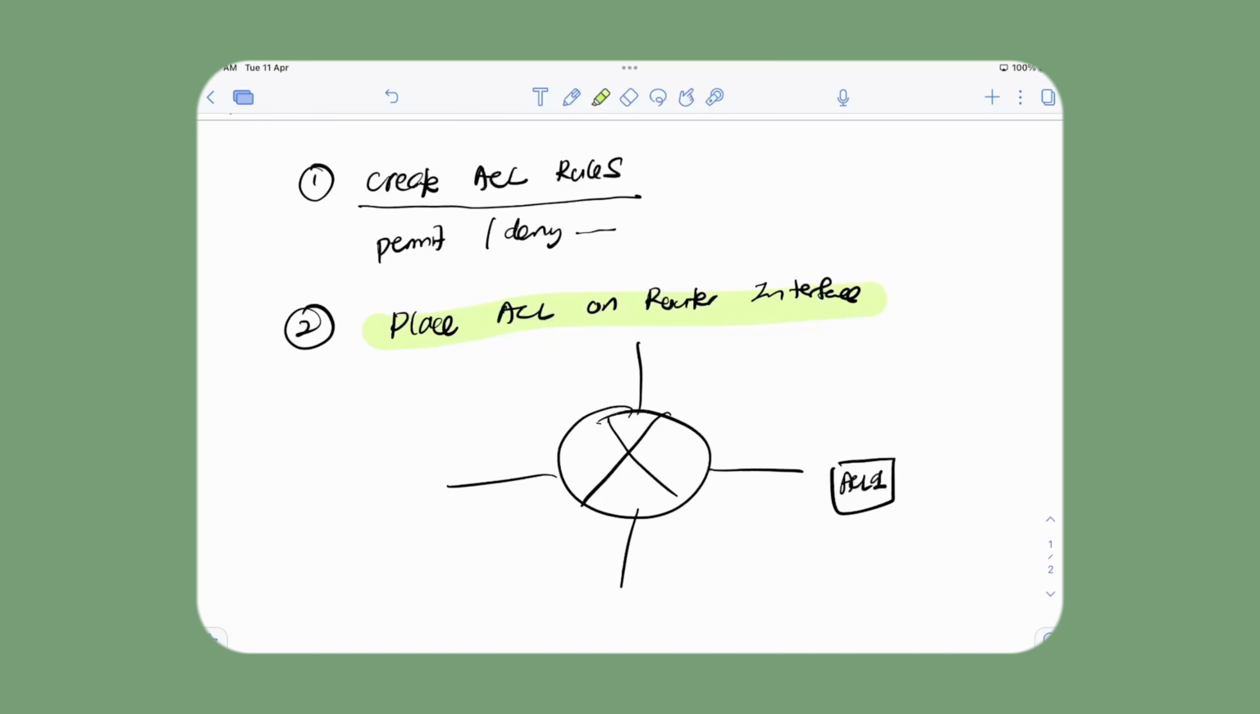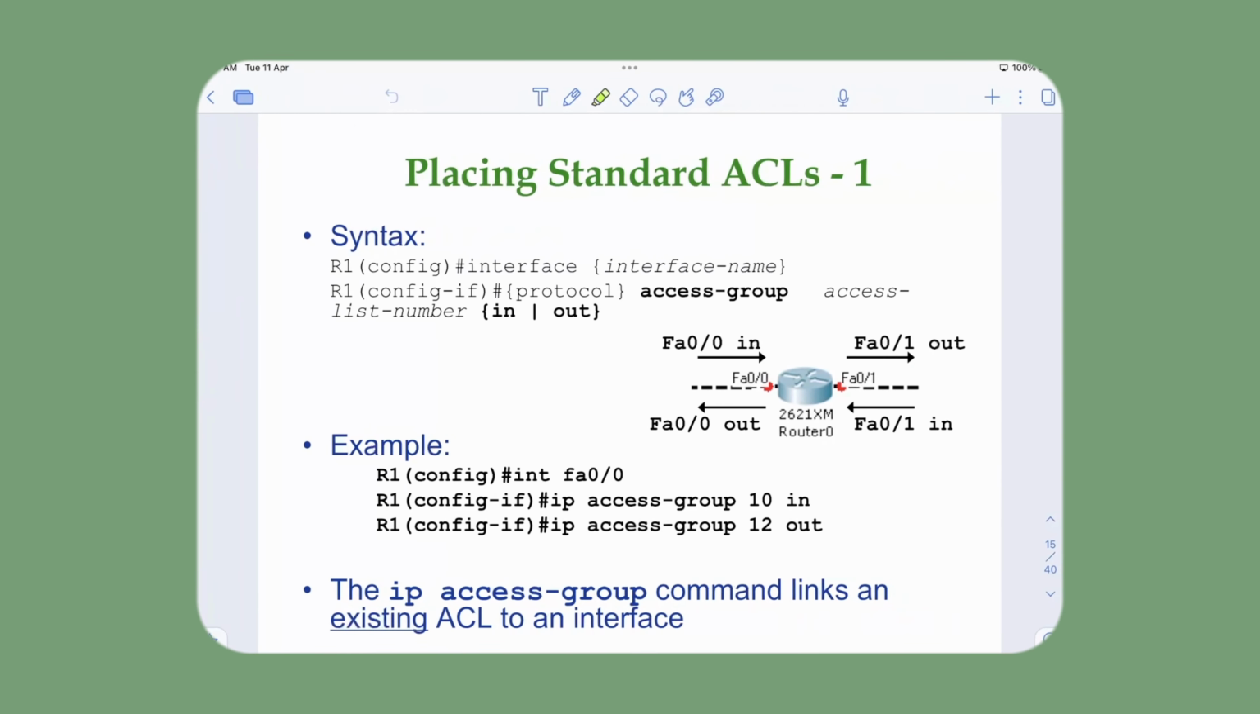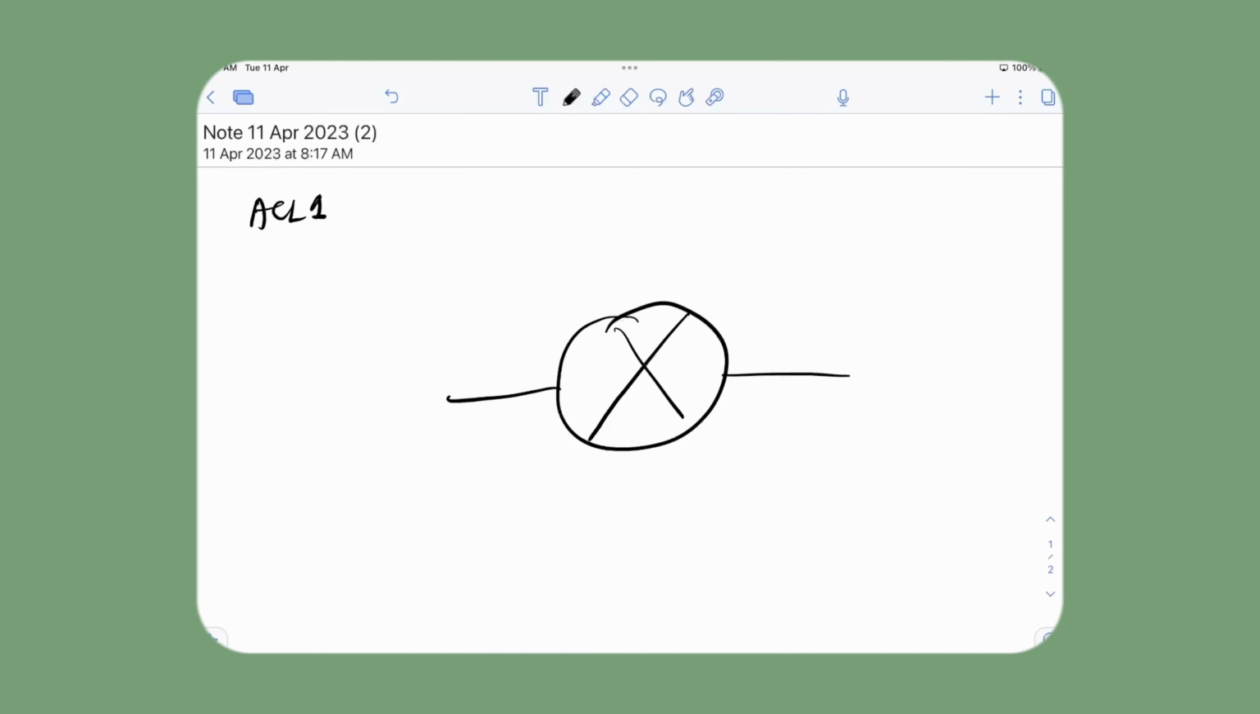Now, on the slide, this is the slide that you should be referring to. Before that, I give you one example. Imagine now I got a router. This is a 2 interface router only. Now, I created one ACL1 already. This is a standard ACL because from 1, you know this is a standard ACL. Now, we don't bother about what is inside ACL1. Just imagine you have one ACL1. In this router, I got 2 interfaces, FA00 and FA01.